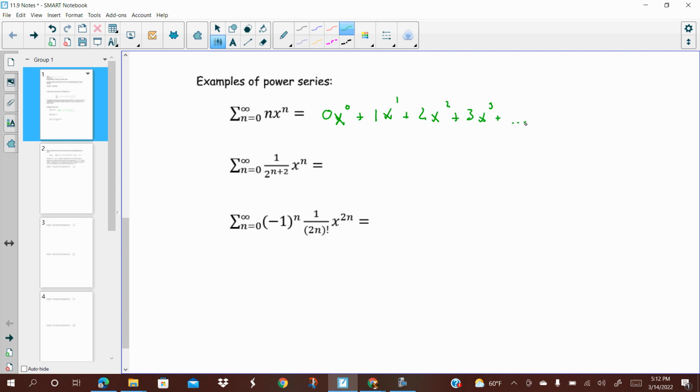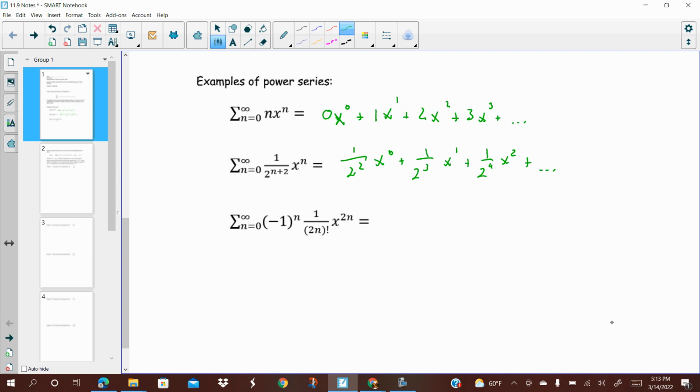All right, let's take a look at the second one. Again, if we start with n equals 0, we would end up with 1 over 2 squared, plugging a 0 in for n, x to the 0, plus 1 over, let's see, plug in 1, you'll end up with 2 cubed, x to the first, plus 1 over 2 to the fourth, x squared, and so on. So your coefficients here are 1 over 2 squared, 1 over 2 cubed, 1 over 2 to the fourth. And yes, of course, I know we can simplify those. I'm just showing you how the patterns are developed here.